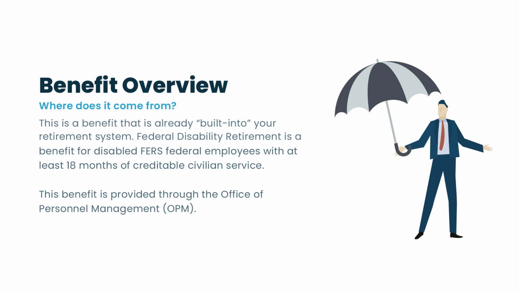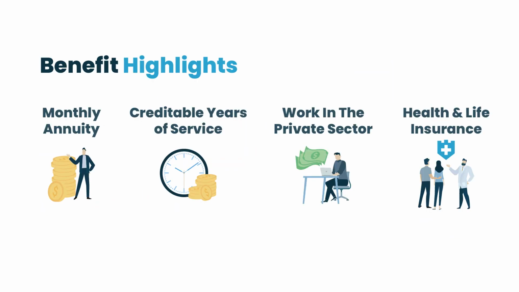Absolutely. So federal disability retirement is actually already a part of the retirement that you pay into as a FERS employee. It is available to any federal employee who is disabled and has at least 18 months of creditable civilian service. So OPM, or the Office of Personnel Management, is actually the one who provides this benefit. Some of the highlights of this benefit include a monthly annuity. It adds creditable years of service. It allows you to work in the private sector, and it can provide you with federal employee health and life insurance even after you've stopped working in your federal position.